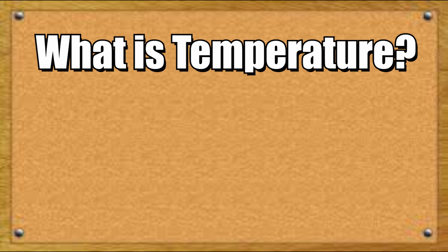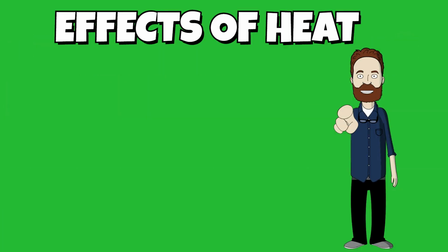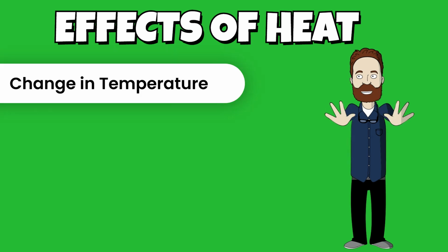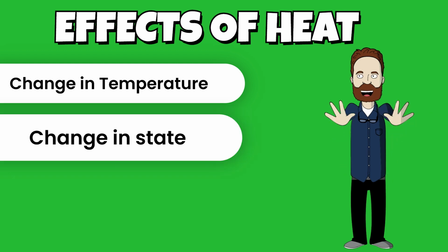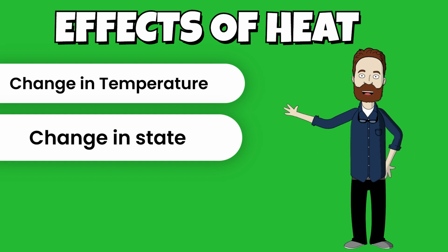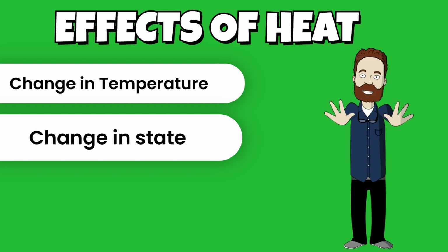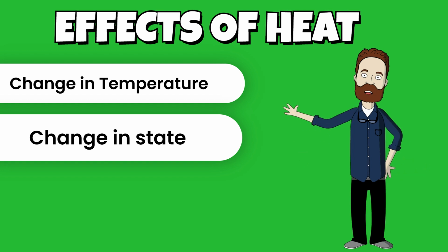When heat is supplied to an object, it can produce several important effects. First, heat can increase temperature. This means the object becomes hotter. Second, heat can cause a change of state. When a solid gains heat, it changes into a liquid. This process is called melting. When a liquid gains more heat, it changes into a gas. This process is called evaporation.